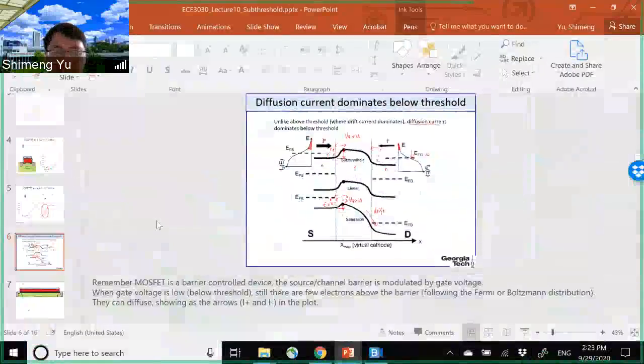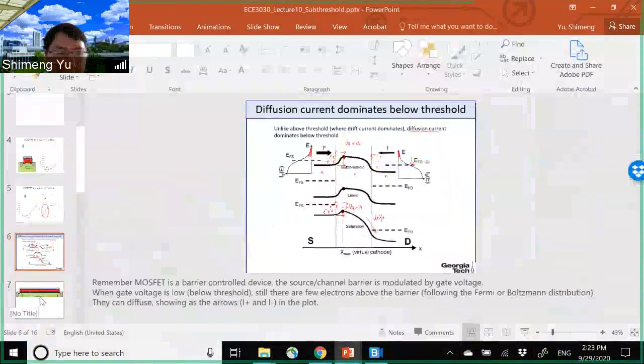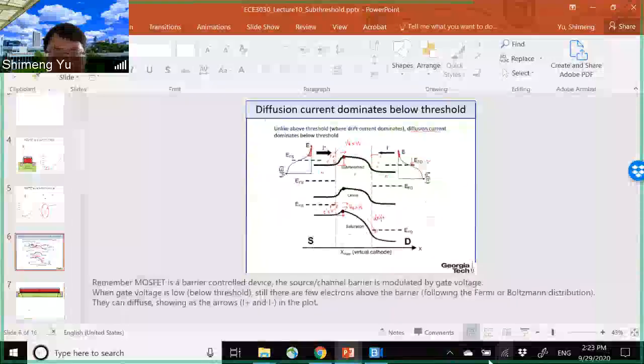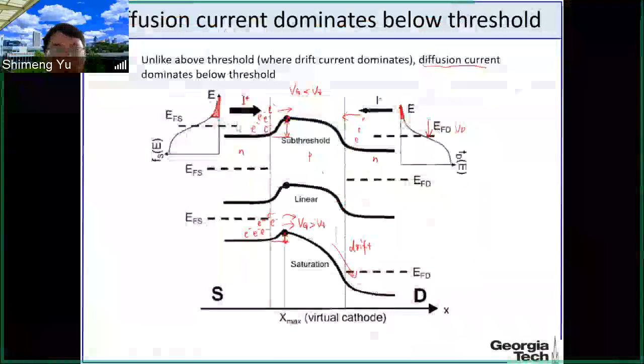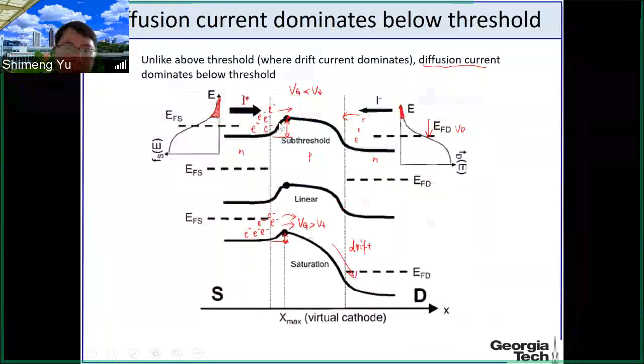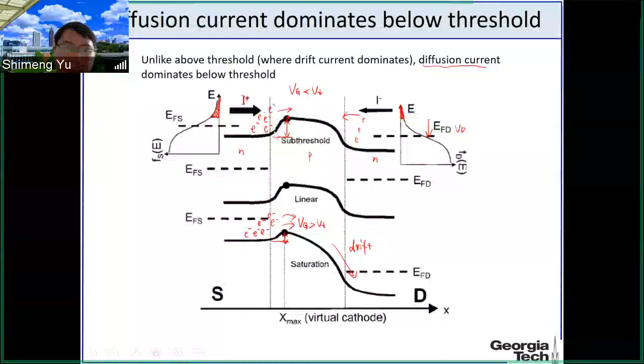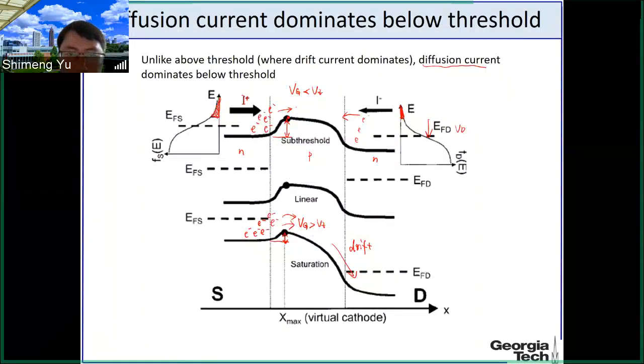Okay, then let's look at the diffusion current here. The diffusion current is proportional to the electrons that are above the barrier top, like this shaded region. This is modulated by the surface potential. So what is surface potential? If you recall the surface potential, phi s.